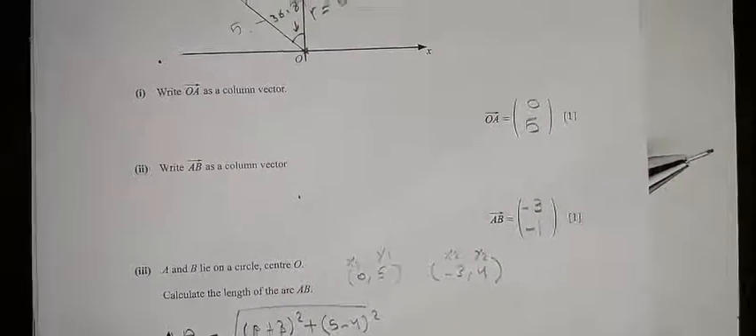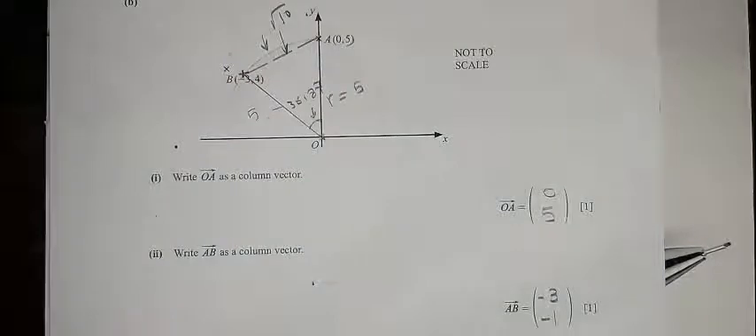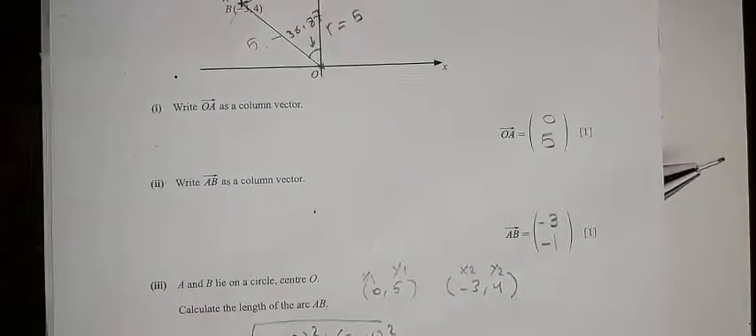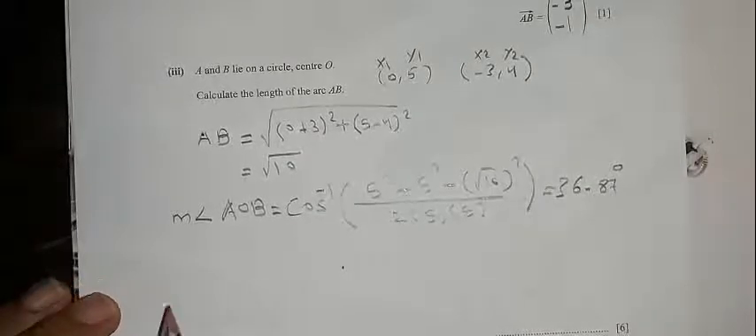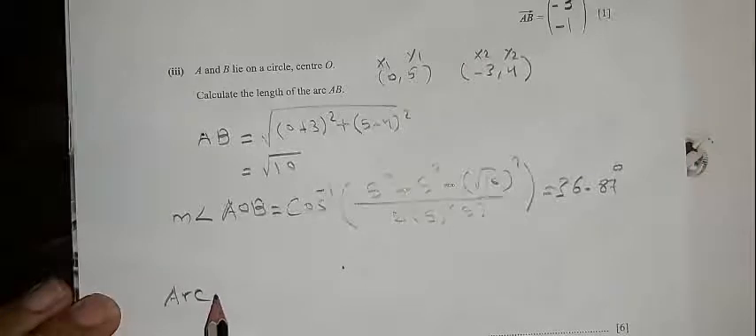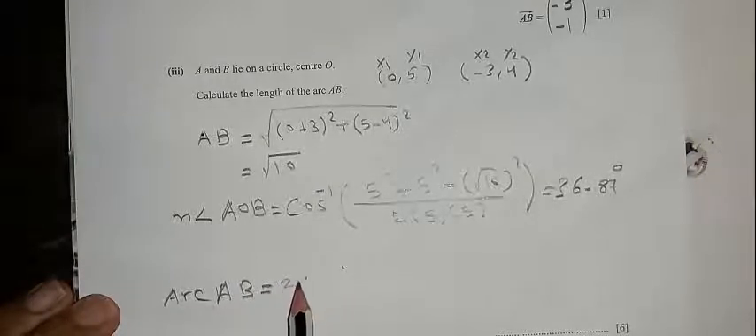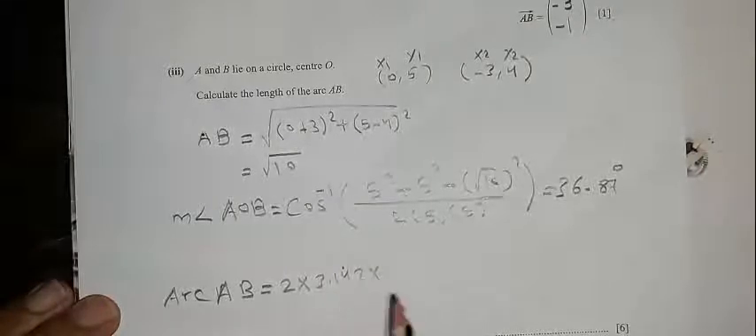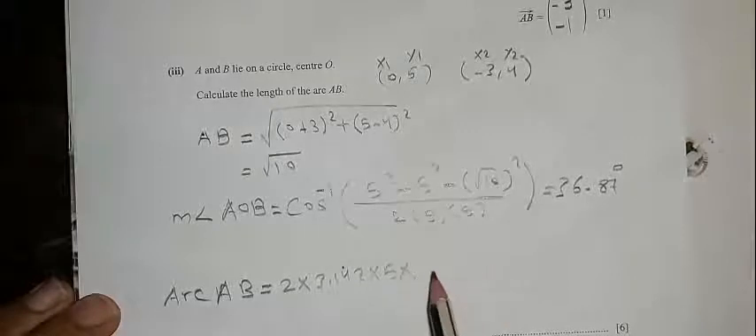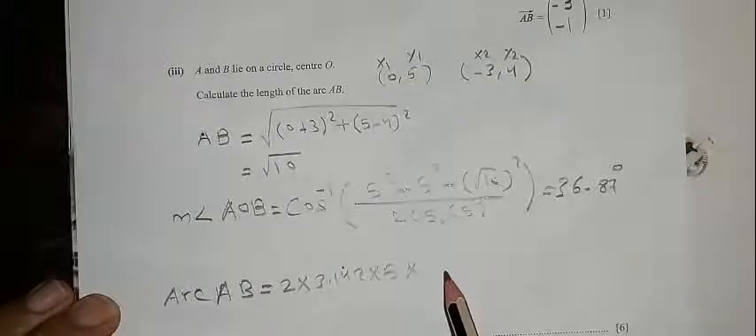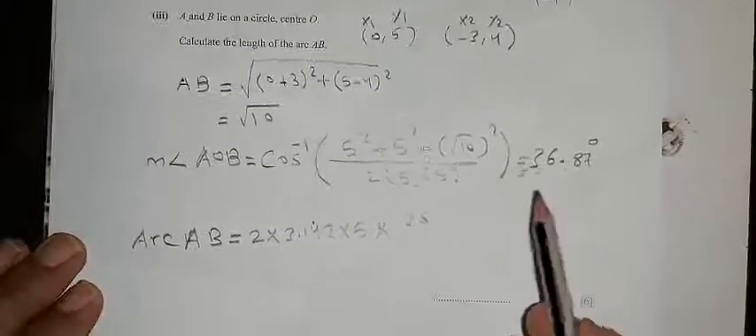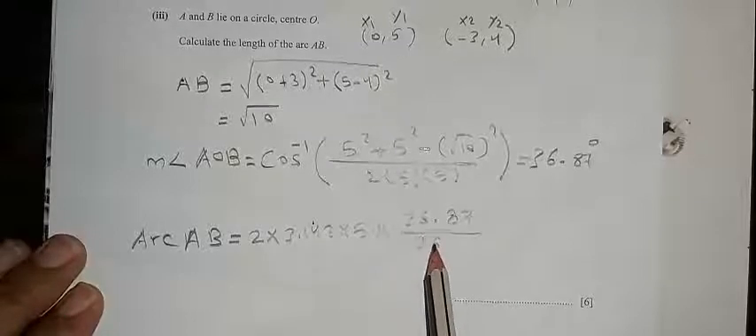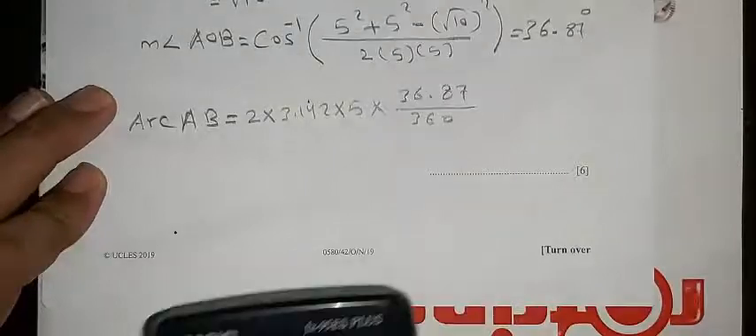Now to find the length of this arc, we will use the formula for the circumference of a circle, 2 pi r. So arc AB equals 2 times pi, which is 3.142, times r, which is 5, the radius, times the angle subtended by this arc, 36.87, that we found here, over 360.